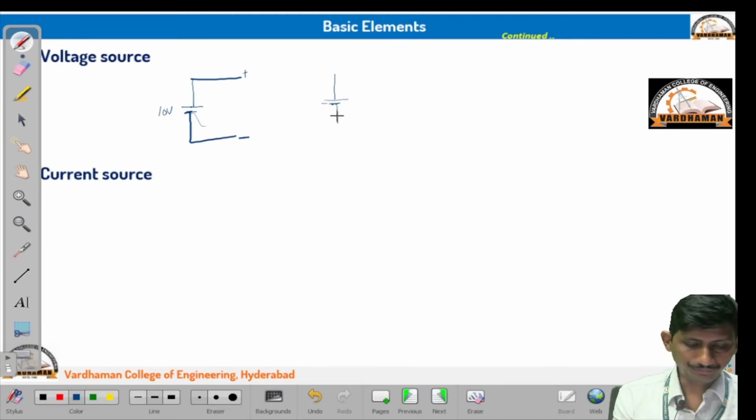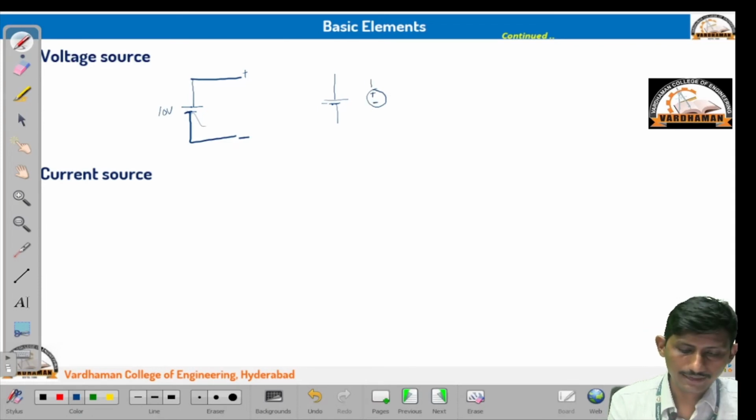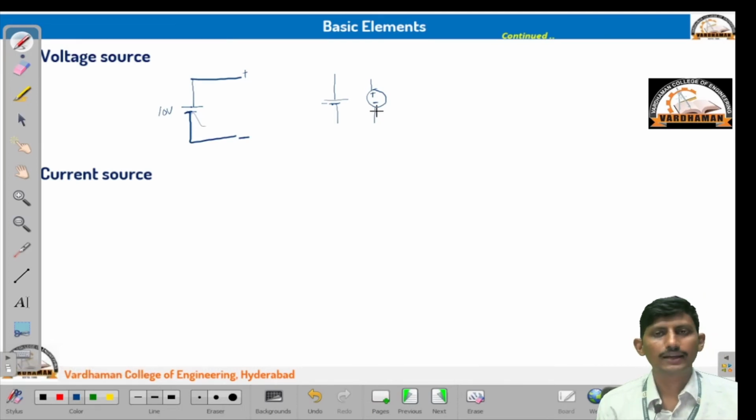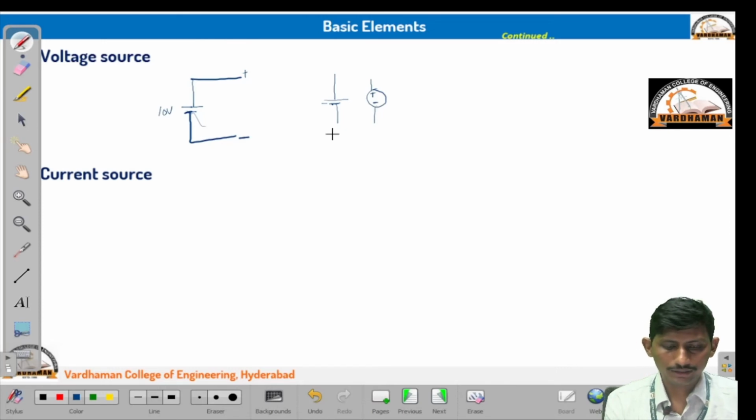Right. So, another representation of a DC voltage source is a plus and minus inside a circle. Okay, this is another representation. You can use any one of these two. Either way, it is a DC voltage source. Especially when you want to represent a battery, we use the first representation.